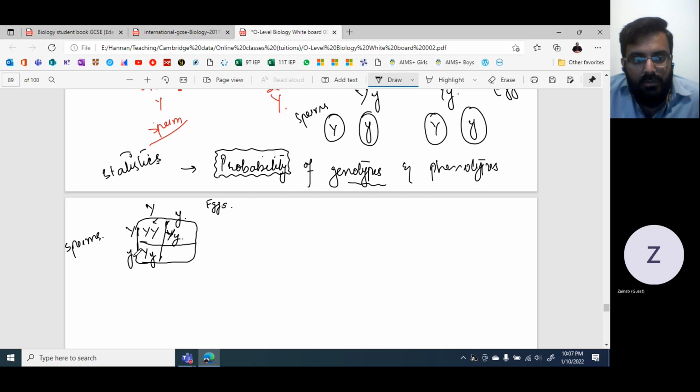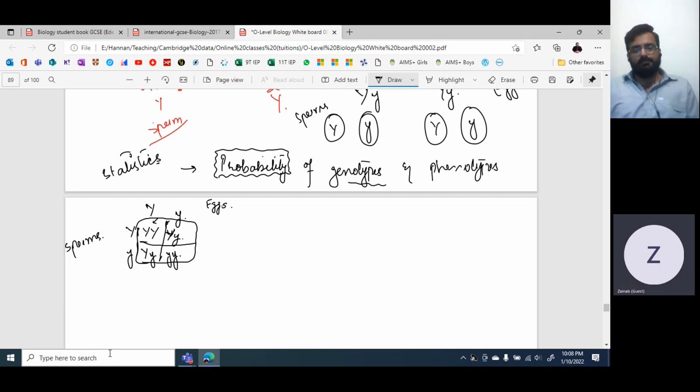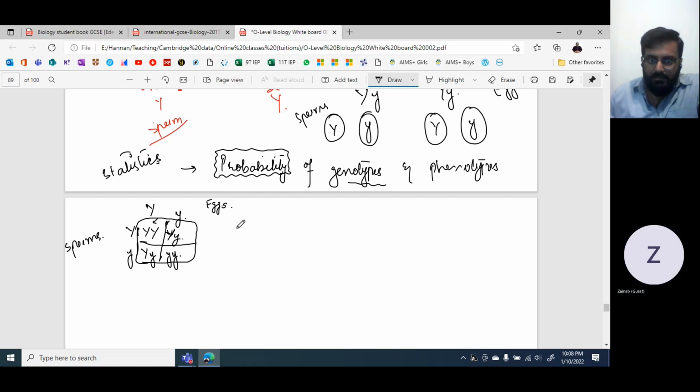Now coming to the last cross, if this sperm fertilizes this egg, what would happen? Small y, small y. Tell me the genotype and phenotype. The genotype for this would be homozygous recessive, and the phenotype for this would be a green plant. Green seed. Okay.